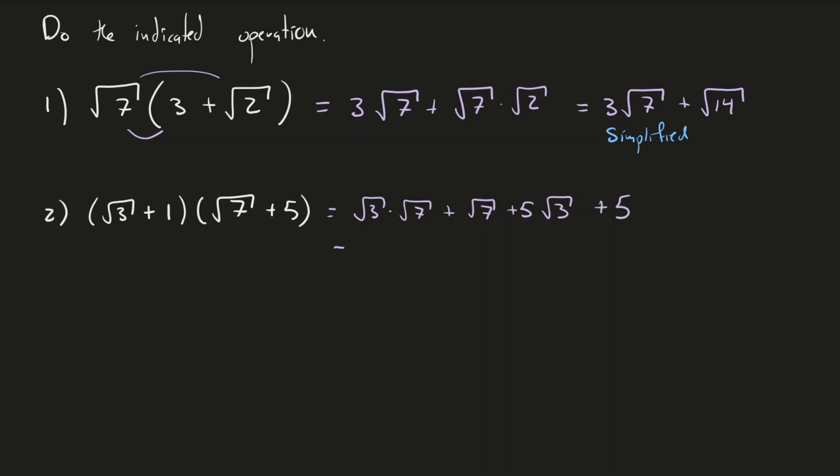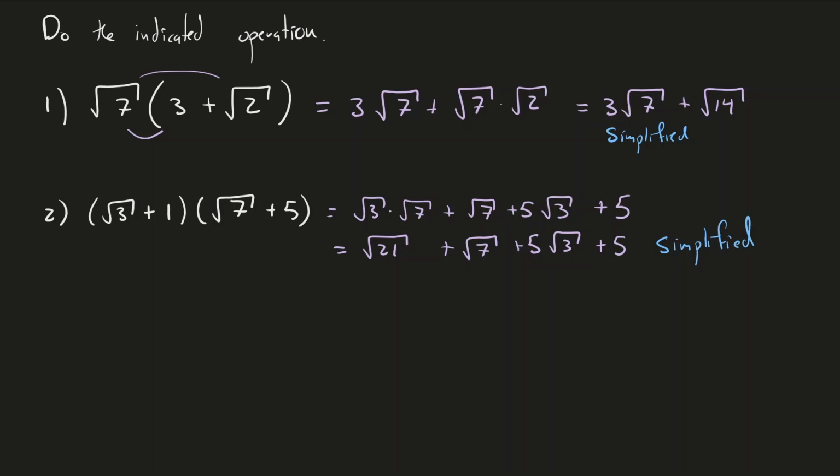Now combining, these first two, the root 3 and the root 7, combine to be the square root of 21. Now that term is fully simplified. Then we get a plus the square root of 7 plus a 5 square root of 3 plus 5. This is now fully simplified.